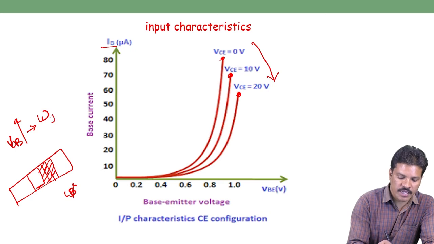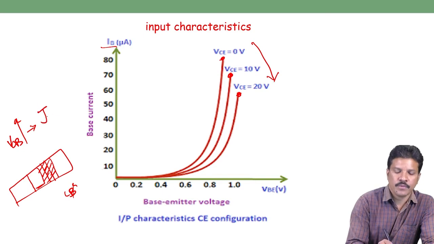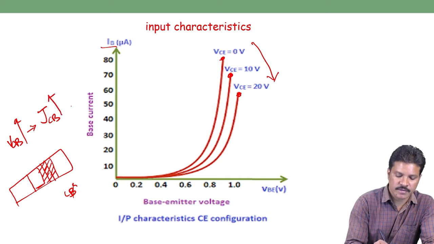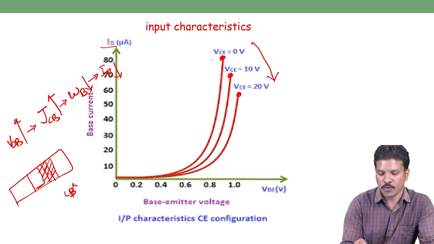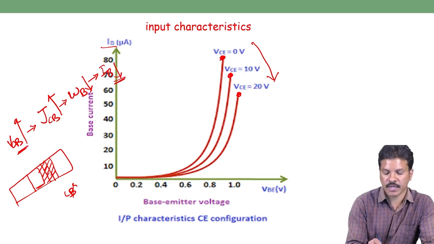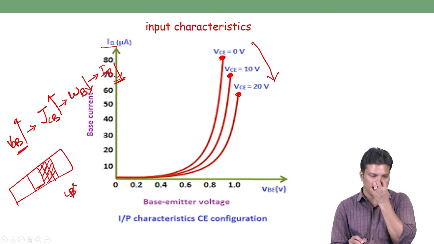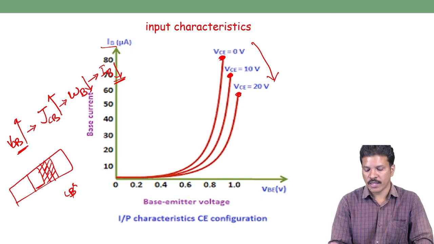Junction width of the collector to base junction increases, then base width decreases. This reduced base width leads to the base current flow in the base decreasing, so that when output voltage increases, base current decreases from this point to this point. That is one thing. Next, why do the curves move?